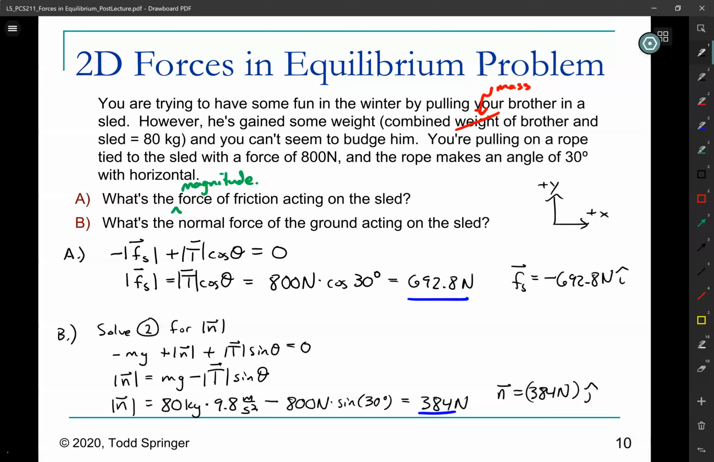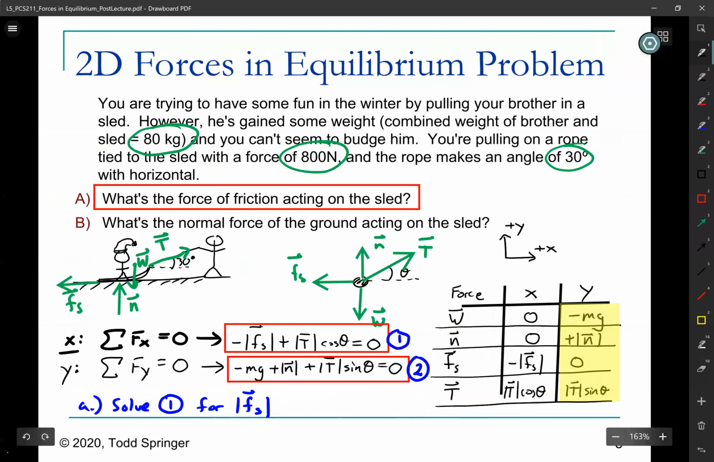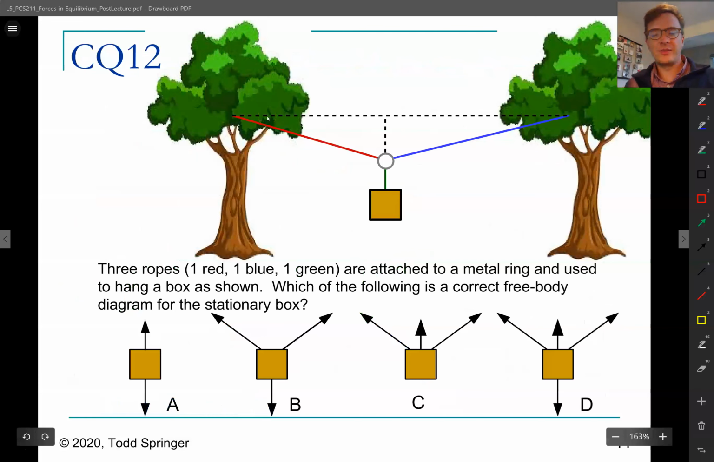Okay, so this is a simple example of solving an equilibrium problem using this problem-solving strategy. So what did I do? I just drew the free body diagram, made a table of the forces, added up all the forces in the x direction, set equal to 0, added up all the forces in the y direction, set it equal to 0. So to end here, I've got a couple of concept questions or clicker questions for you to practice on.